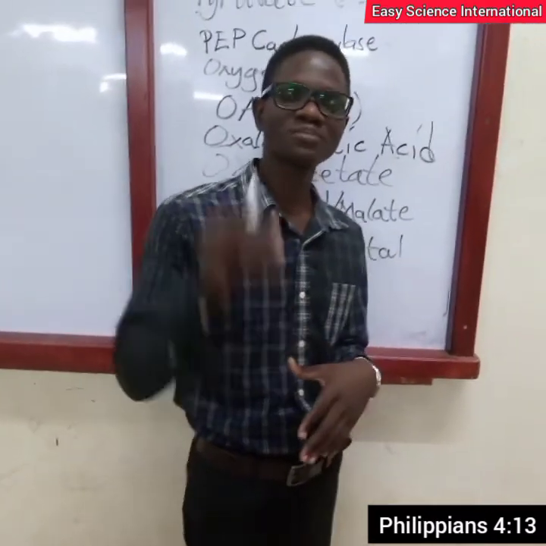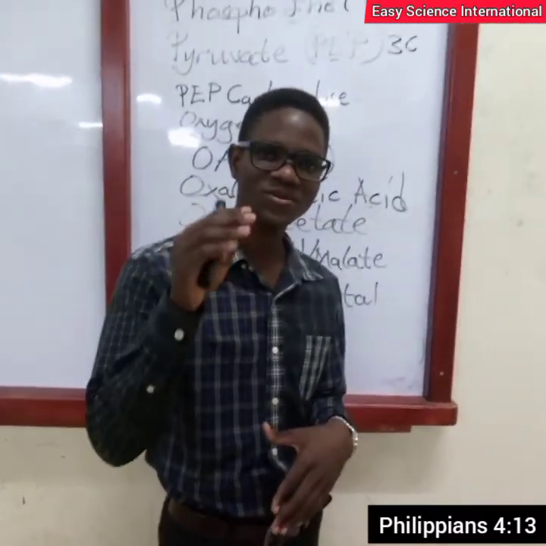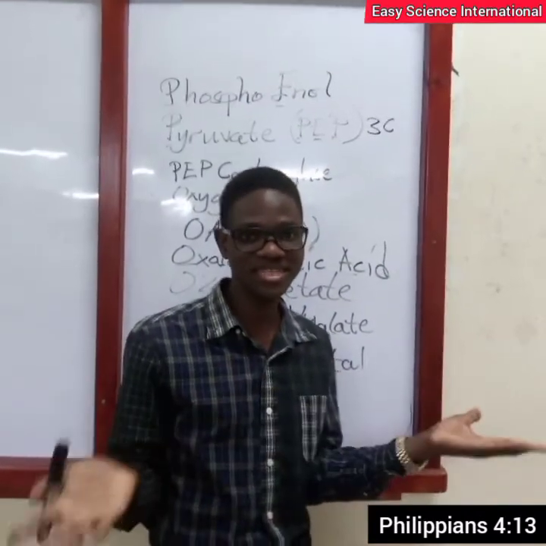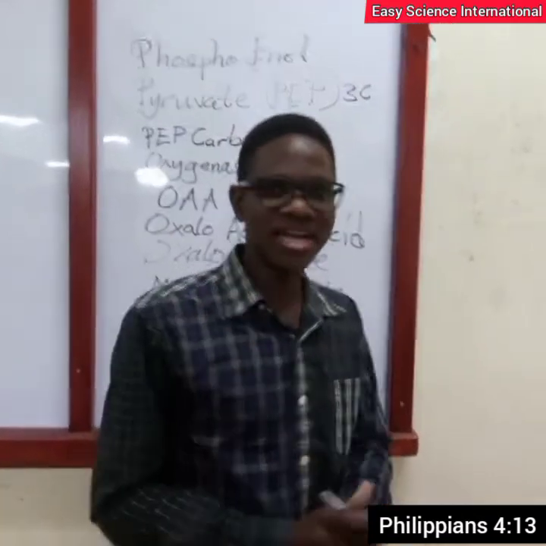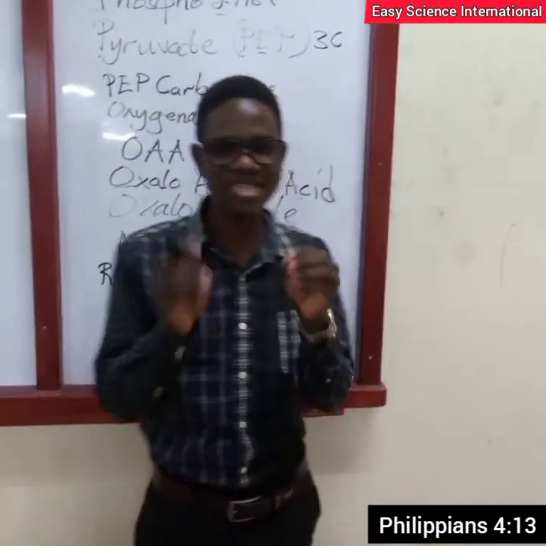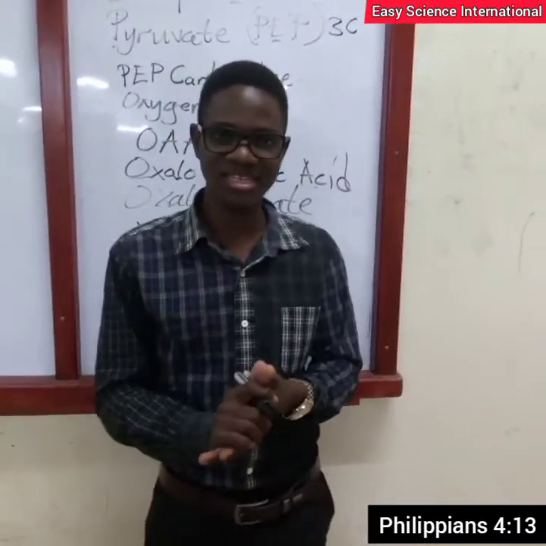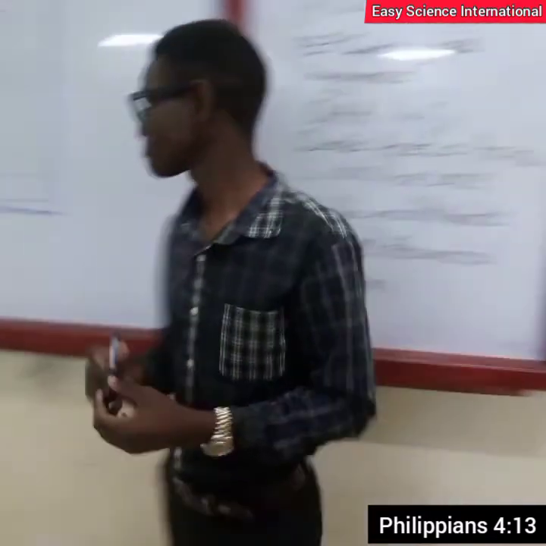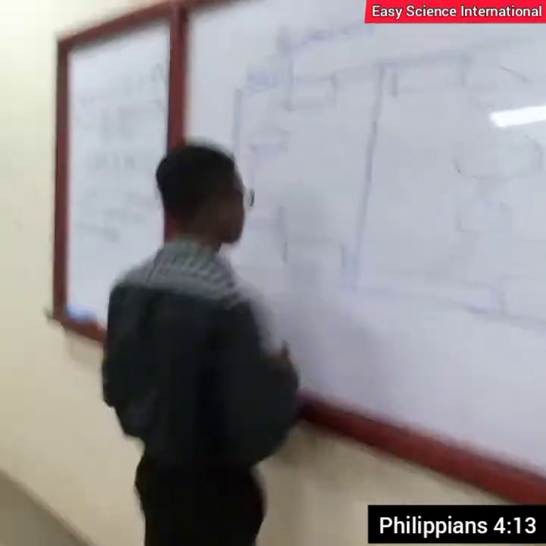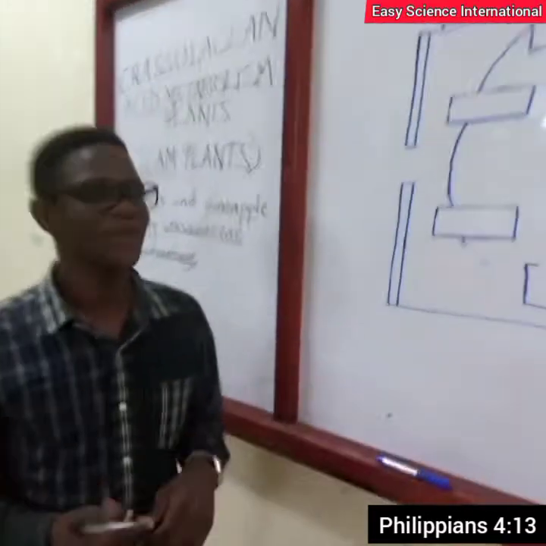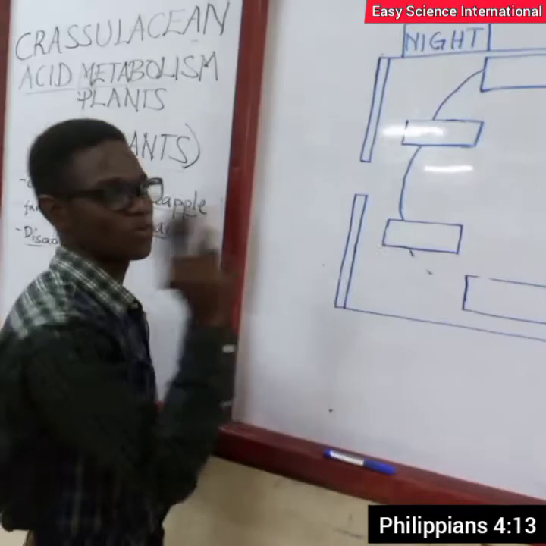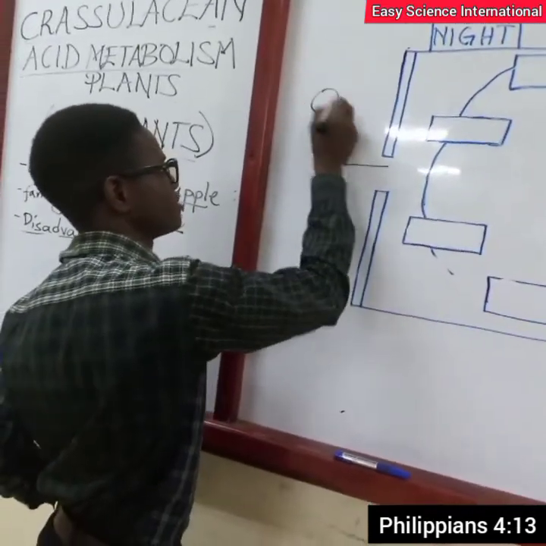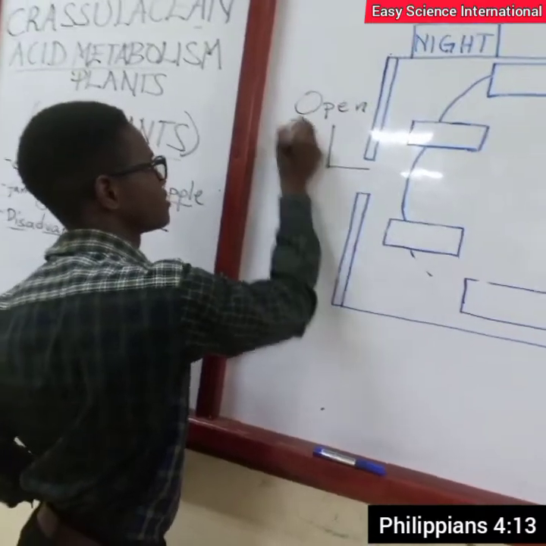Okay, now this is a physiological adaptation of the desert plants to live in the desert. So we can carry out a simple illustration to see exactly what really happens in the leaf of a CAM plant like cactus. Now, during the night, we shall consider one stoma. It shall be open.